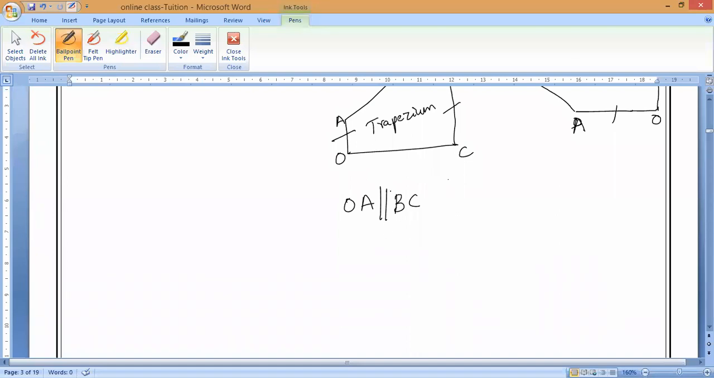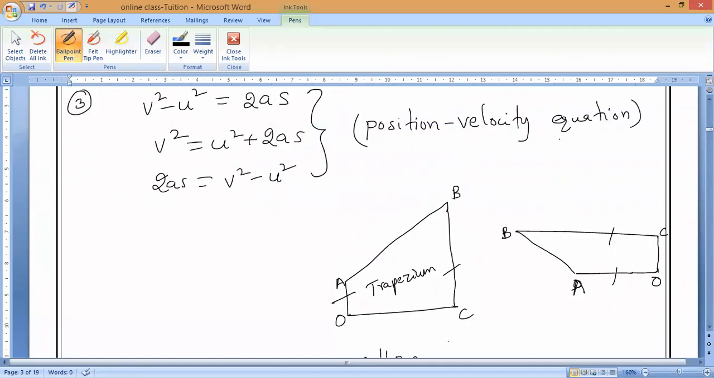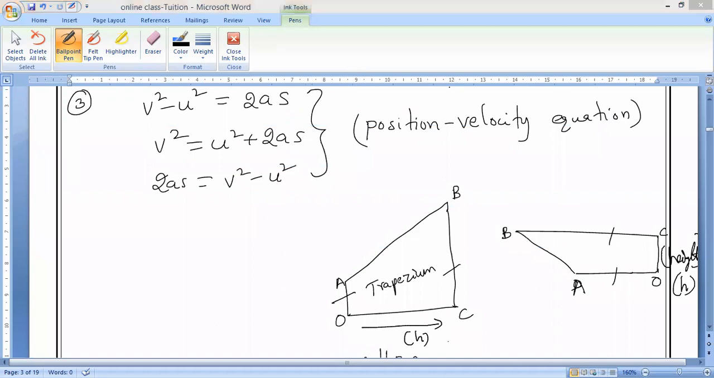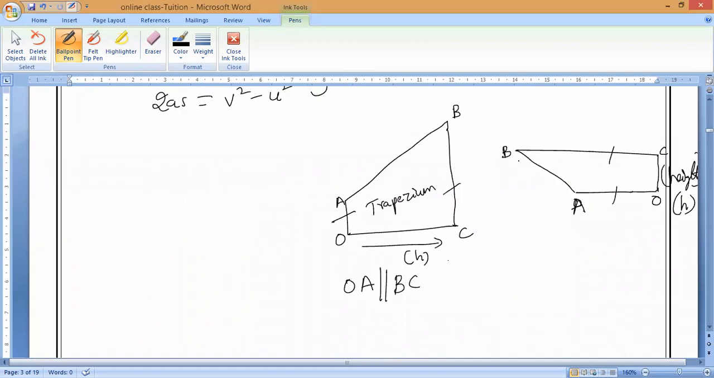So now you can see, what is the height of the trapezium here? OC. This is called the height of the trapezium. Here you can say this is called H, the height of the trapezium. Understood? Respond to me.